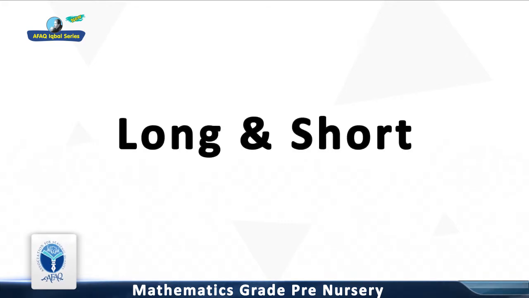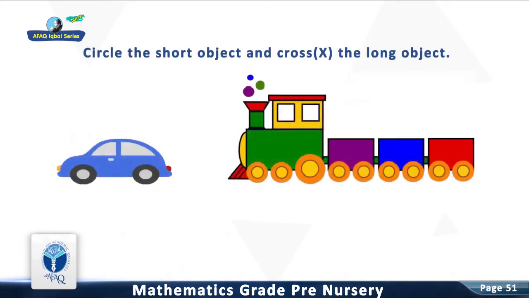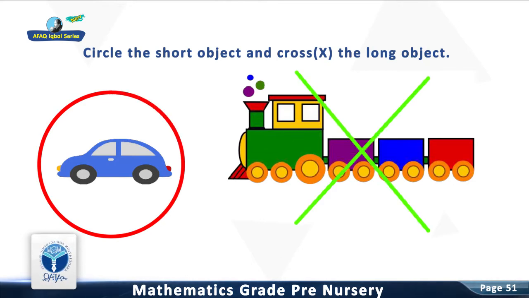Unit 2. Major Concept: Long and Short. Resource Pack Concept: circle the short object and cross the long object. Good. The car is short and the train is long. Circle the car and cross the train.